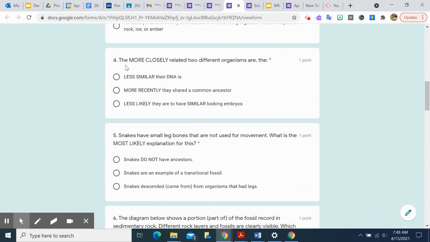Number 4, the more closely related 2 different organisms are, the less similar their DNA is. The more recently they shared a common ancestor, or the less likely they are to have similar looking embryos. They are more closely related, these 2 organisms. Are they less similar in their DNA, or the more recently they shared a common ancestor, or less likely they are to have similar looking embryos?